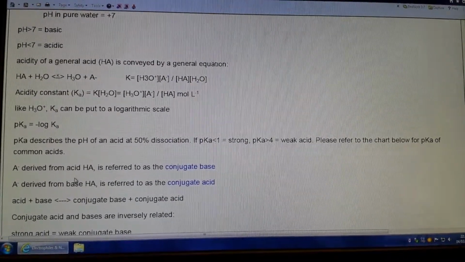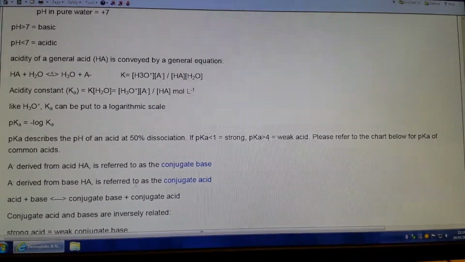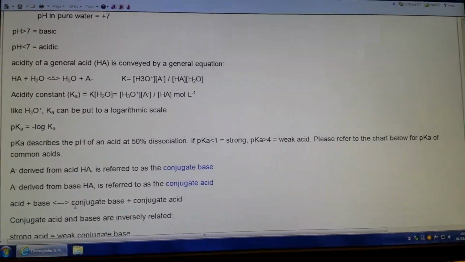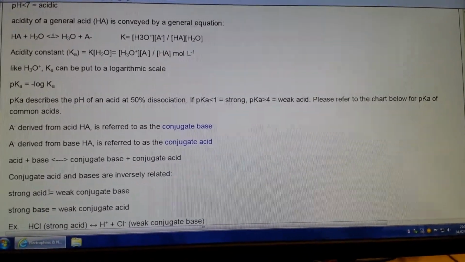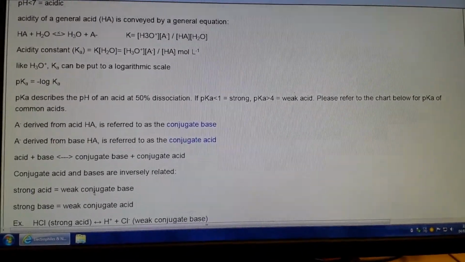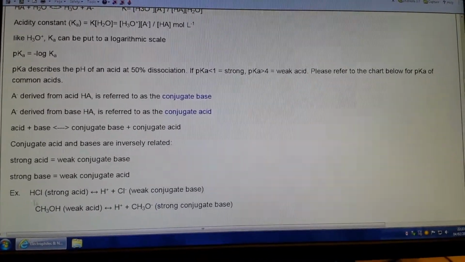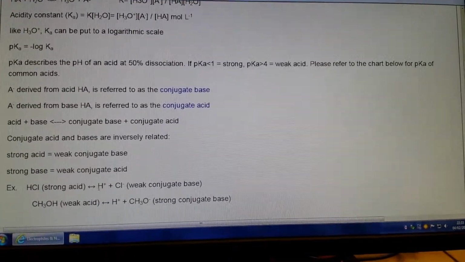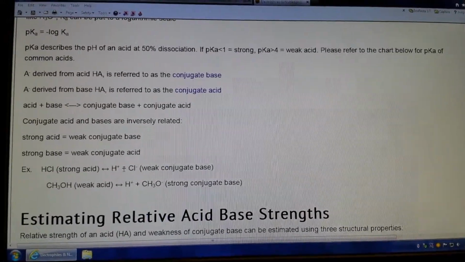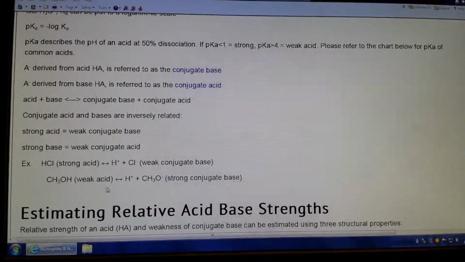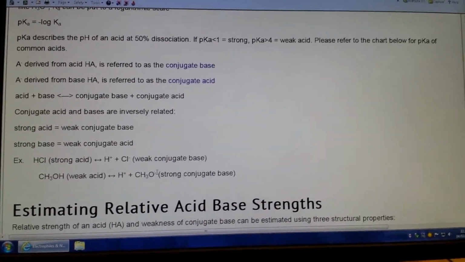The A- derived from HA is referred to as the conjugate base. So we have an acid and its conjugate base, or a base and its conjugate acid. Conjugate acids and bases are inversely related: a strong acid has a weak conjugate base, and a strong base has a weak conjugate acid. HCl is a strong acid, giving H+ and Cl-, a weak conjugate base. CH3COOH is a weak acid, giving H+ and acetate, a strong conjugate base.